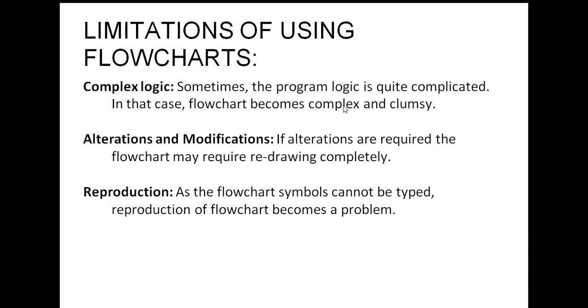Sometimes your program logic is very complicated. In that case, the flowchart becomes complex and clumsy because it will involve branch and control instructions, branching types of structures, and those branch structures in turn will use loop structures, or they may involve sequential structures. All these things will be very clumsy, and that makes your flowchart complex. Sometimes a complex algorithm has complex logic, and that makes your flowchart complex and clumsy.